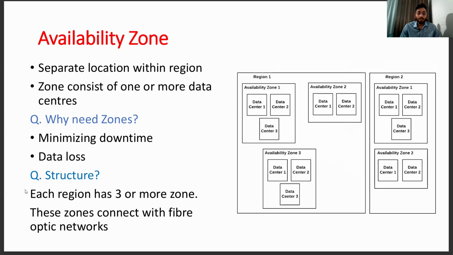Talking about the structure, each region has three or more zones. This is an optimized way to do that. Each region can have three or more zones, and these zones are connected with fiber optic networks. Why? Because we need to transfer data from one zone to another, and for that we have multiple fiber optic networks. That was one concept. Let's look at the advantages and other things.